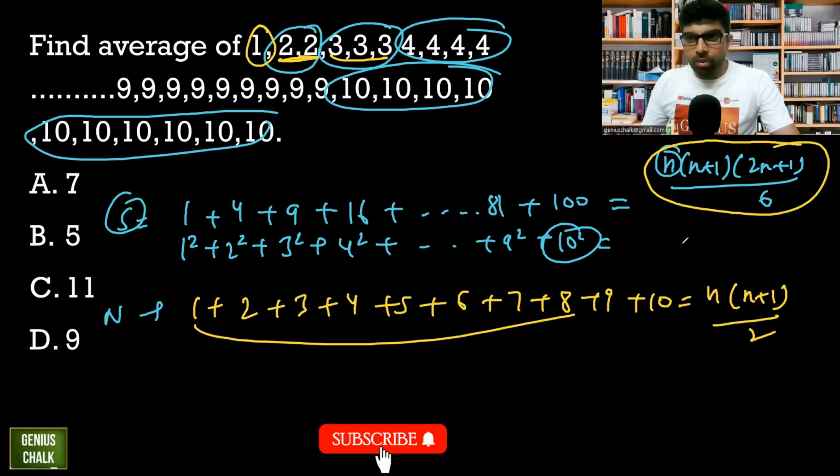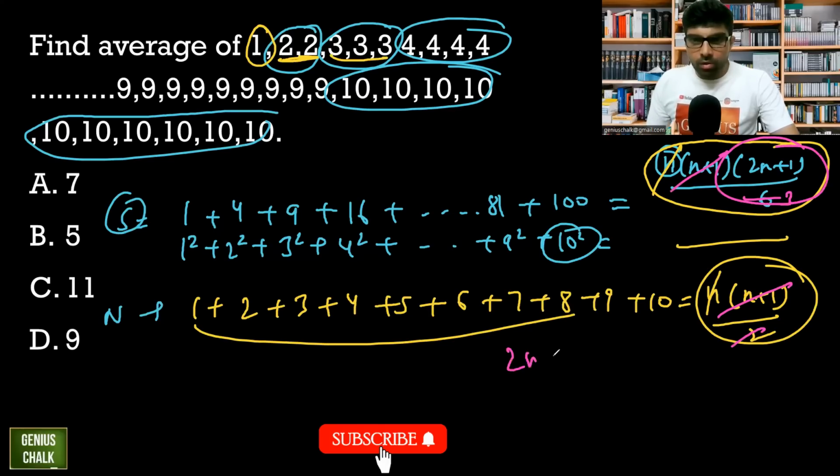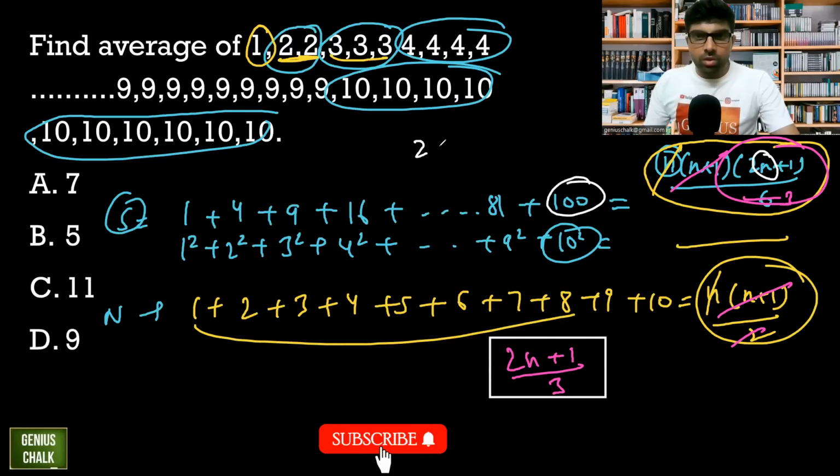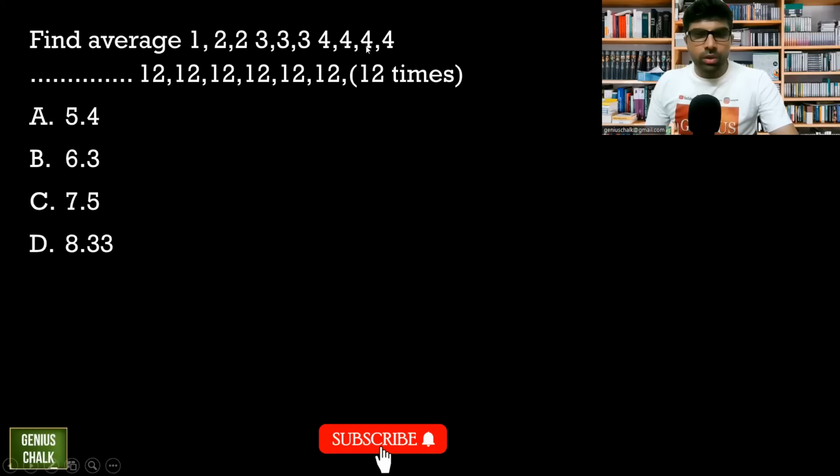So dividing both, you will have your answer. If you divide both, n and n get cancelled, right? And n plus 1 also gets cancelled. 2 and 3 are cancelled. So what is the actual formula which you will remember for all these types of questions? That is 2n plus 1 by 3, where you put the value of n as this last number. So this is 10. So 2 into 10 plus 1 by 3. So 21 by 3 is 7. So the answer is 7.